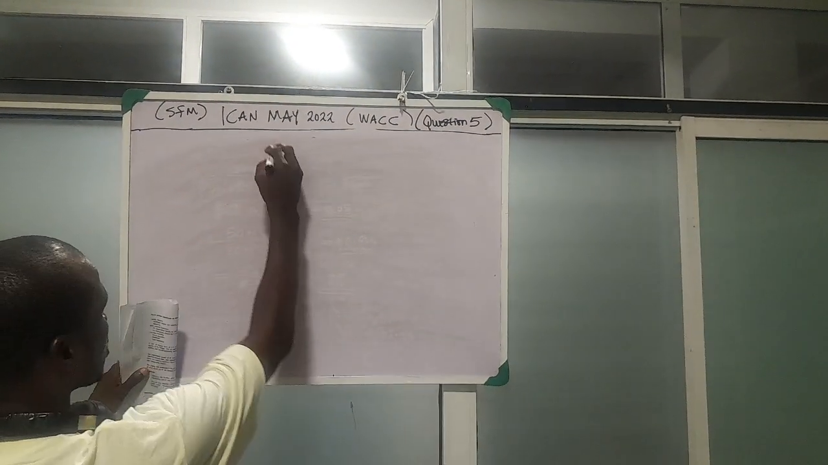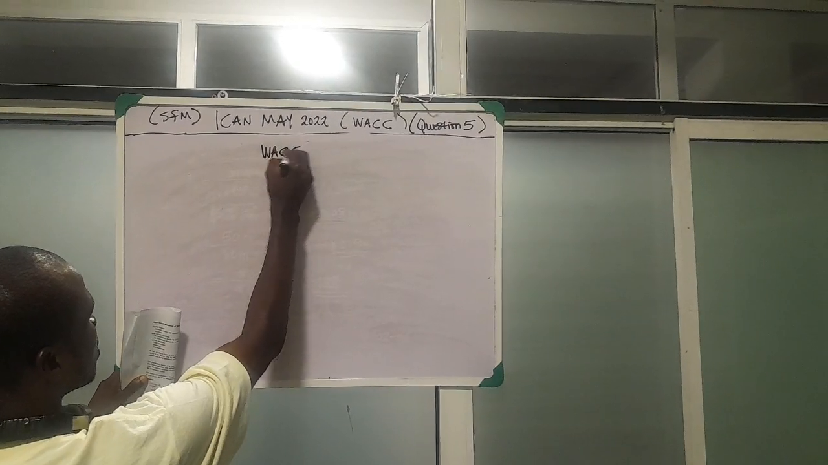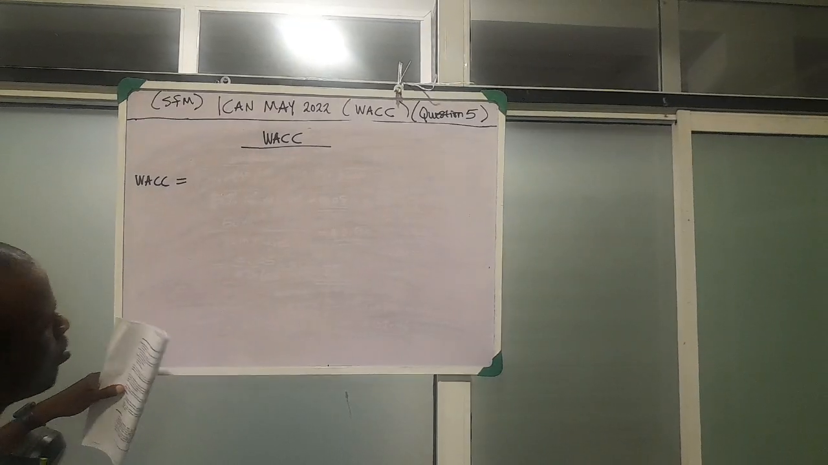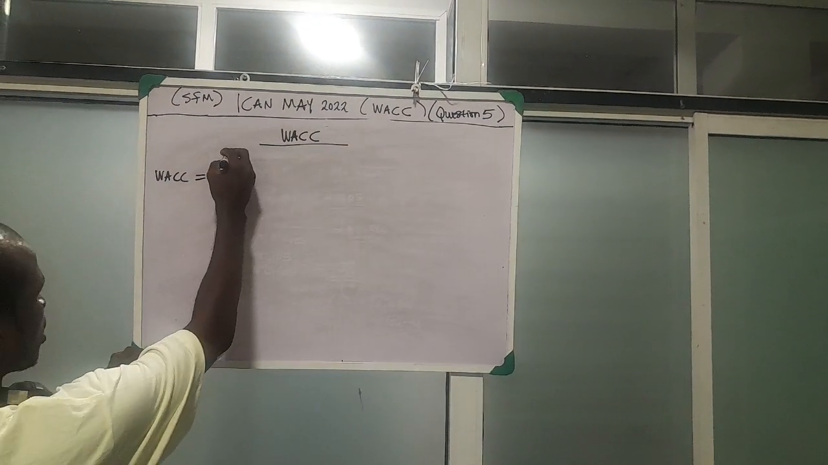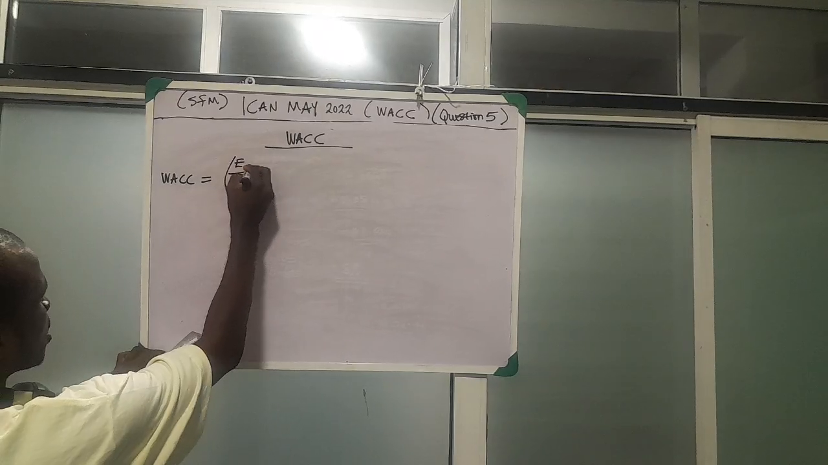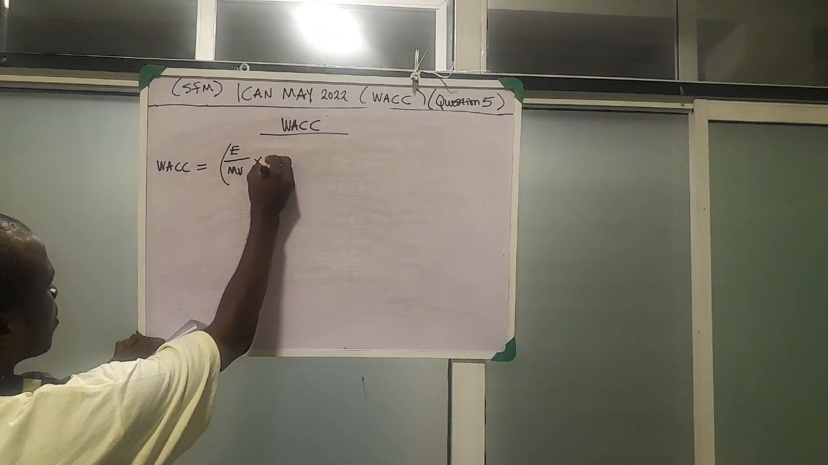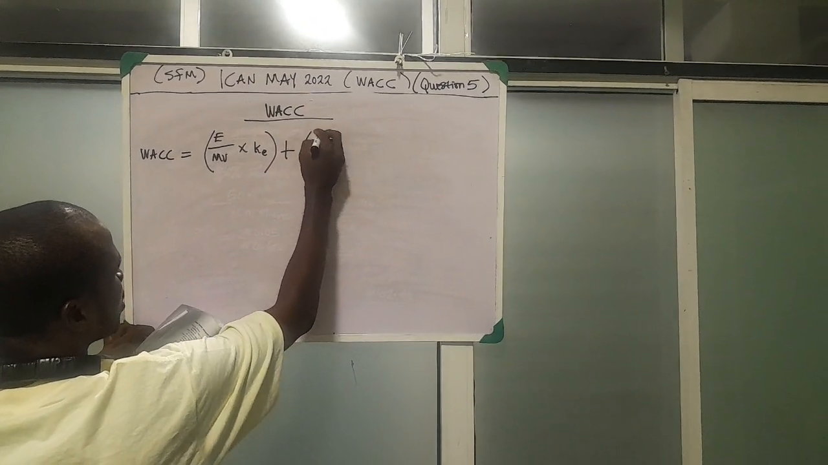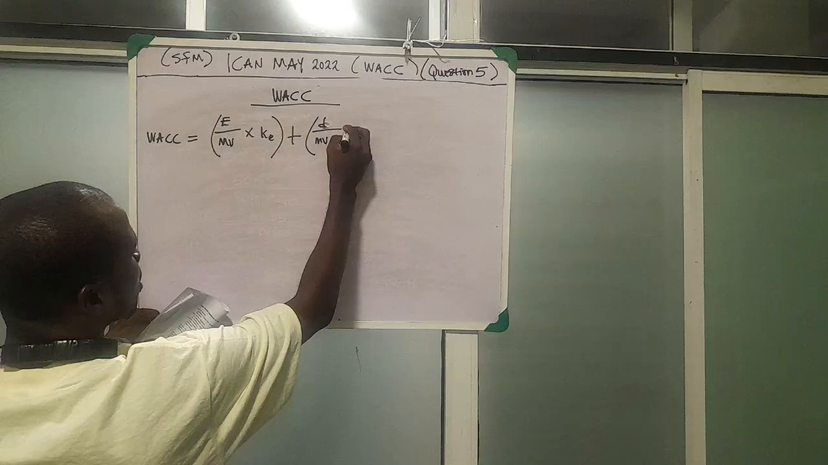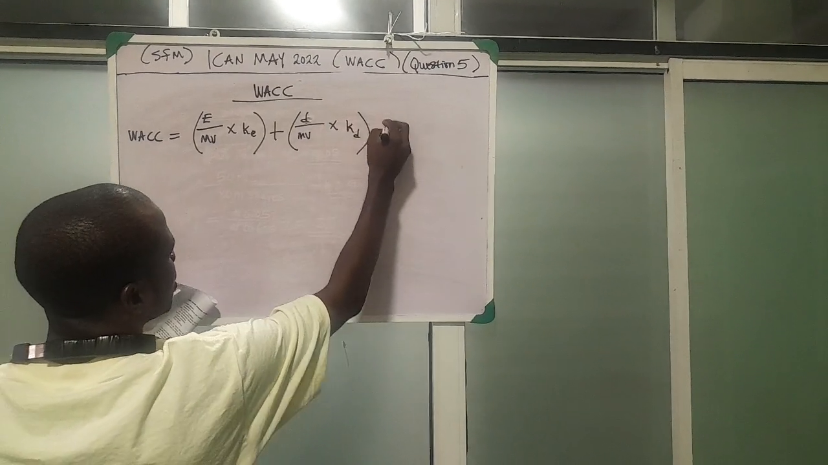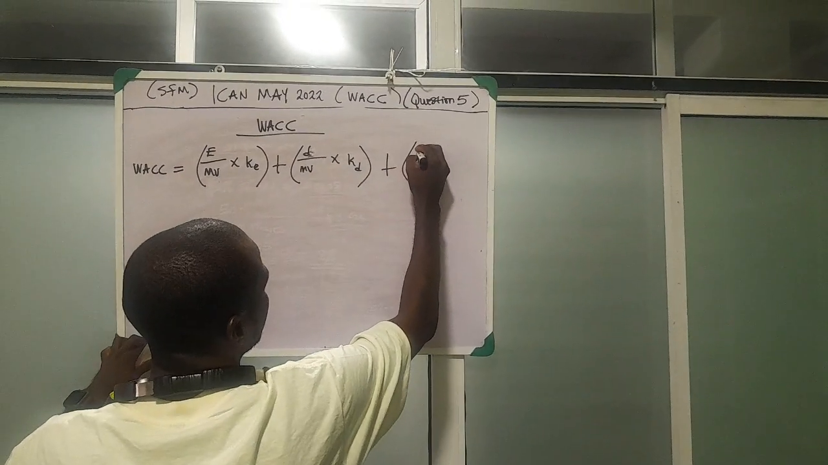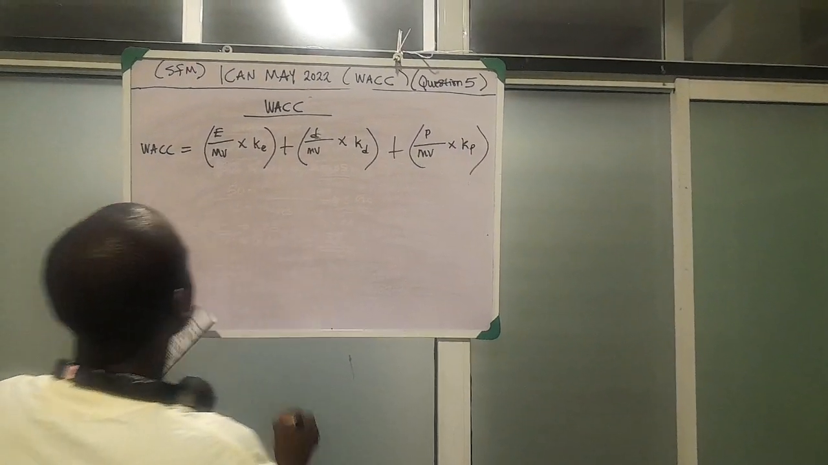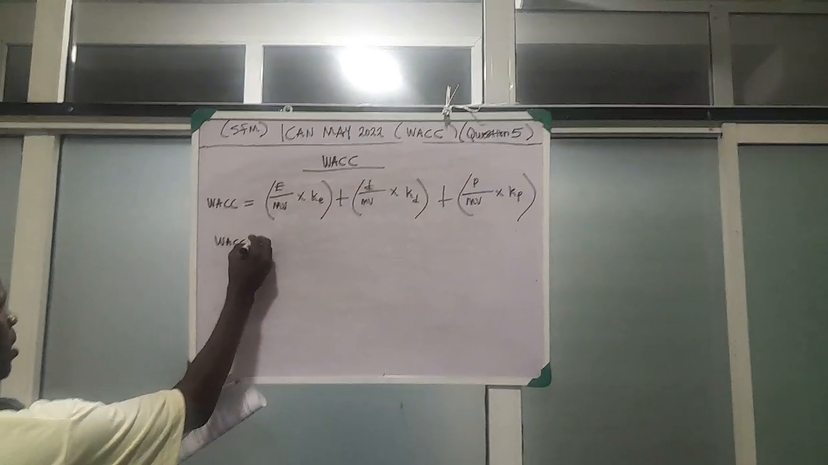Weighted average cost of capital, since that's what we want here. Based on the formula we have written before, we have equity over market value multiplied by cost of equity, plus debt over market value multiplied by cost of debt, plus preference shares over market value multiplied by cost of preference shares. That will give us the weighted average cost of capital.